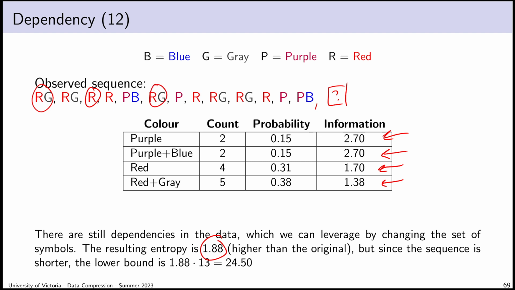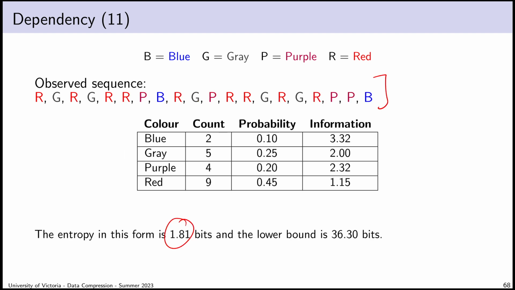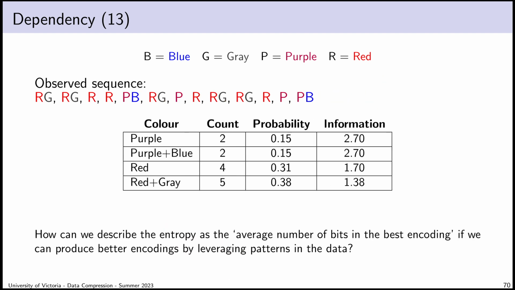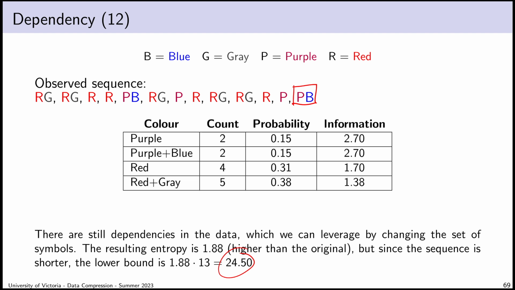So my entropy gets higher. But since the sequence is shorter, because there are now fewer symbols, because I batched some of them together, the lower bound is now lower. It's 24.5 instead of 36.3. And so if magically I can think of some encoding that realizes that, then I can expect to achieve a 24.5-bit encoding on average, so let's say 25 bits.